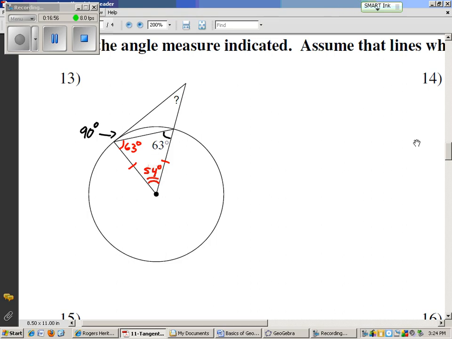If that's 54, and this entire angle was a 90-degree angle, then the other angle here had to be 90 minus 54, which is, what's that going to be? I believe 36 degrees. And we're done. Not even a whole lot of hard work in this one.